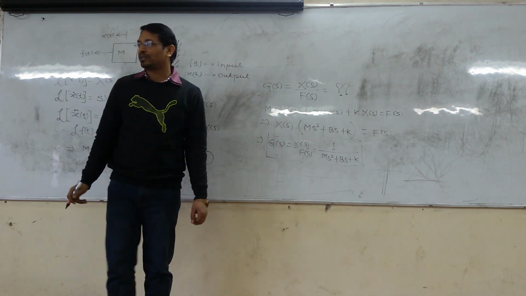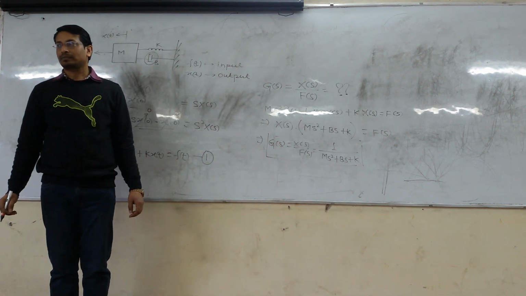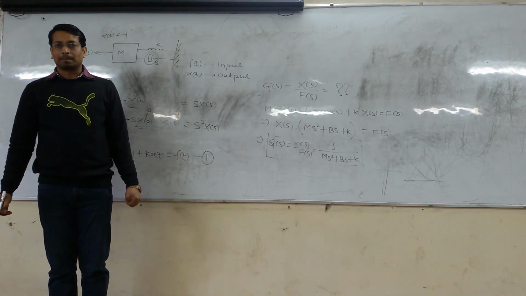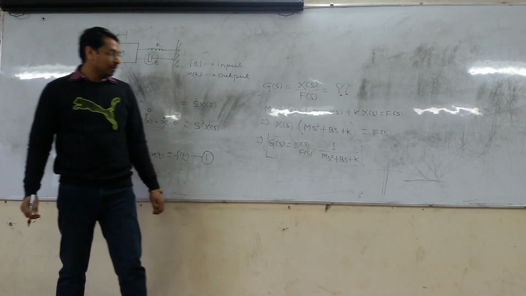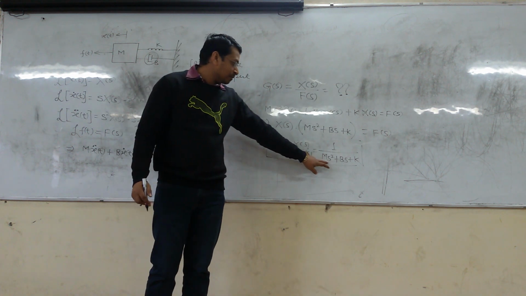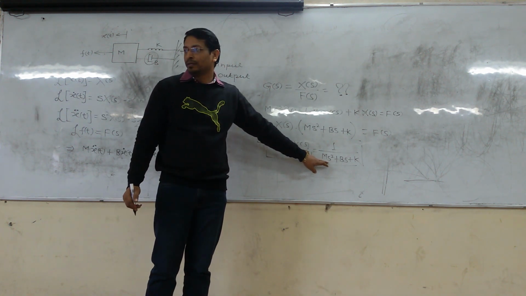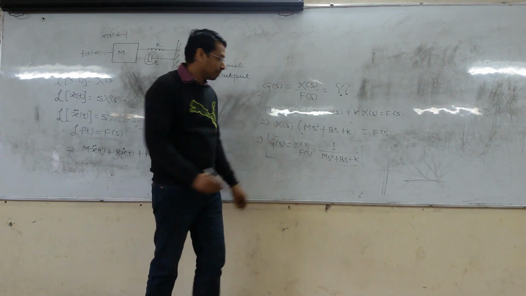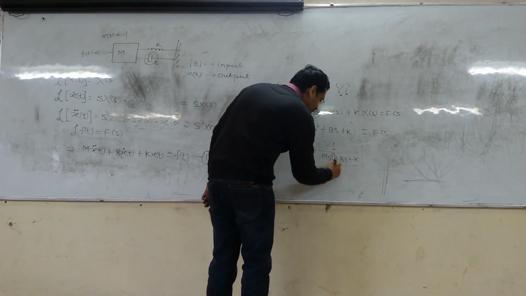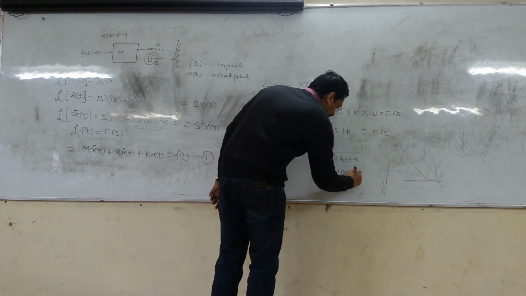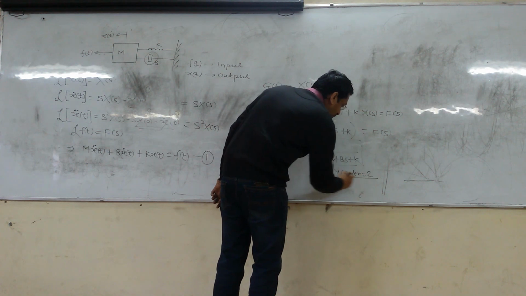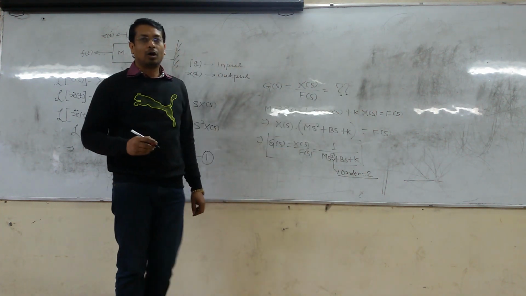Okay, now note that what is the order of this system? How have you said that it is of second order? It is the highest degree of the denominator. Here it is 2. So it means order is equal to 2. So this will define the order of the system.